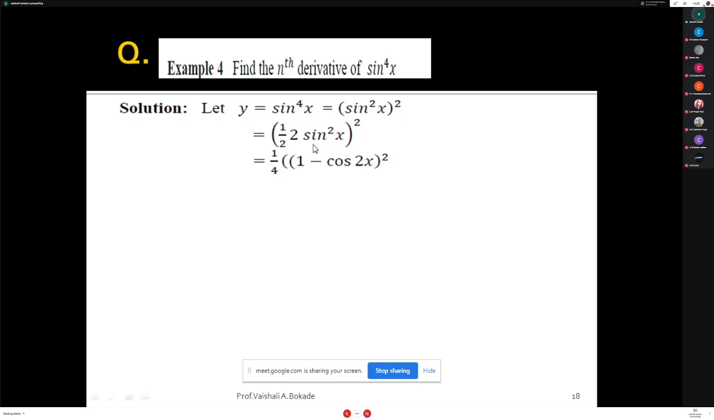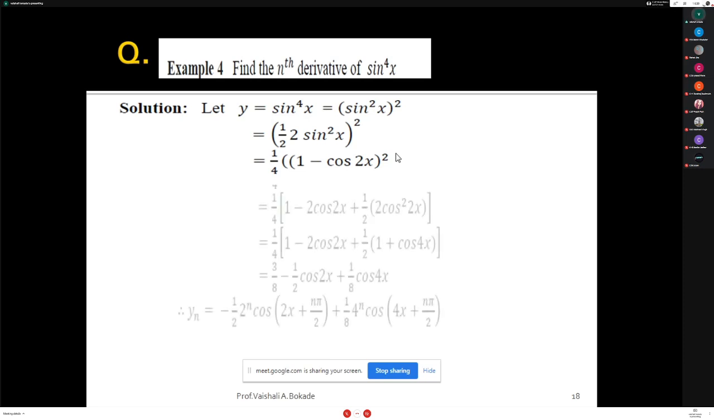The bracket square I keep as it is. I multiply and divide by 2: 2 sine square theta is 1 minus cos 2 theta, divided by 2. So I get 1 by 4, 1 minus cos 2x bracket square. By adjusting the trigonometric formulae, we get this. I keep 1 by 4 as it is, and expand 1 minus cos 2x bracket square and see what we get.